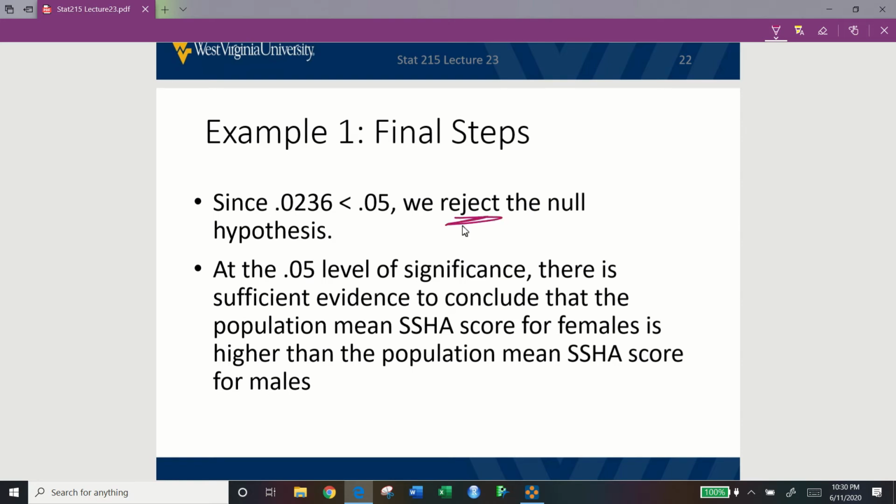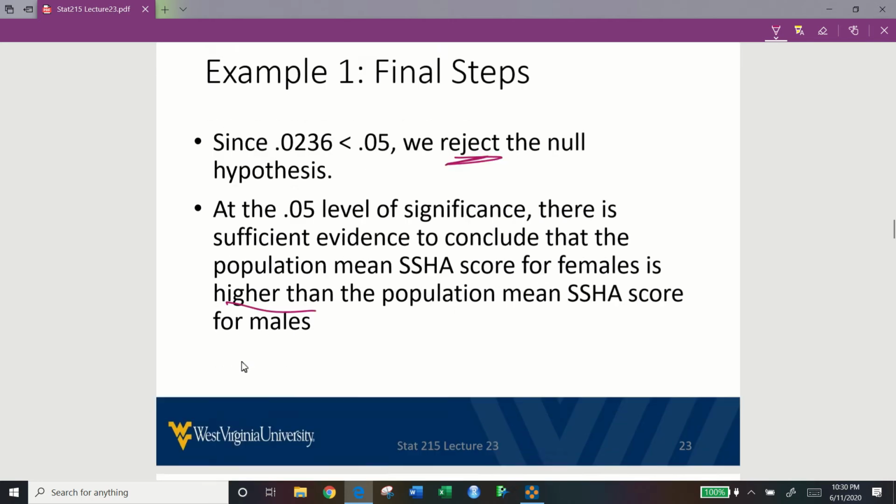So now we can actually say that at the 5% significance level, there is sufficient evidence to conclude that the population mean SSHA score for females is higher than the population mean SSHA score for males.